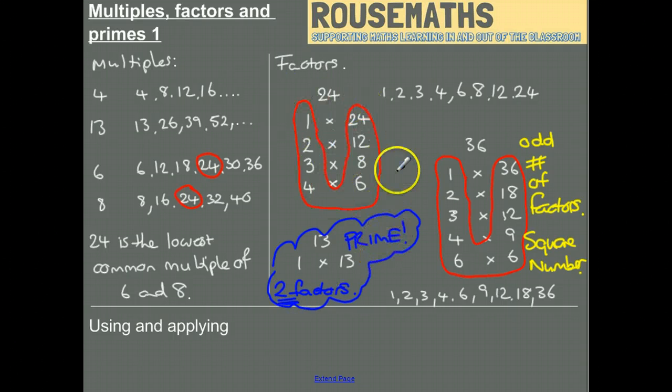So by using factors and doing them systematically, you can identify the factors of numbers, numbers that are square numbers, and numbers that are prime. And for using and applying it, see next video.